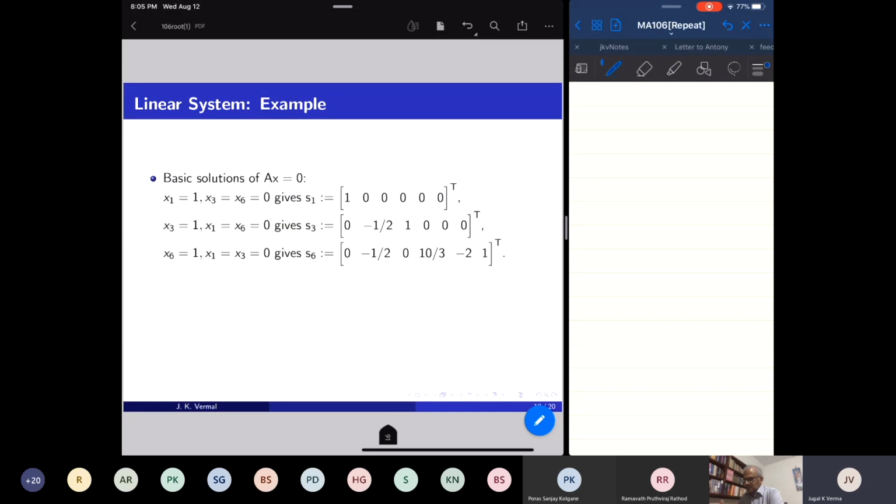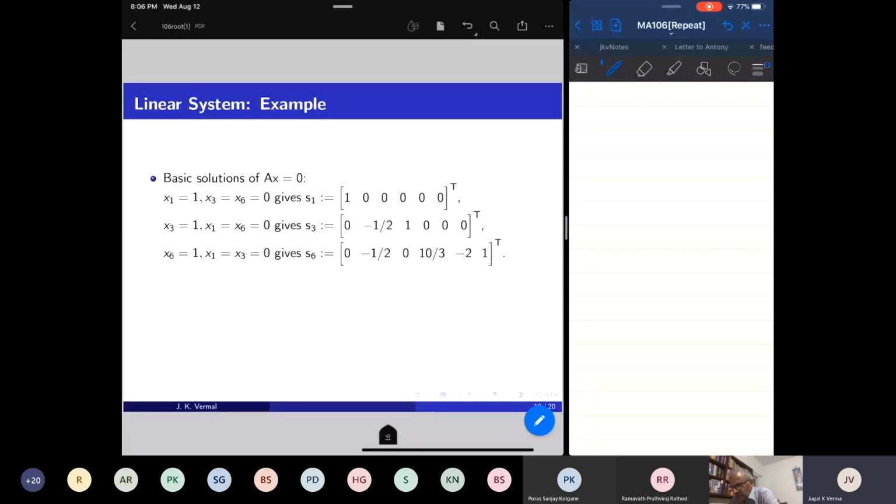So I described an algorithm to find SL1, SL2, SL3, etc. But L1, L2, L3 here are 1, 3, and 6. So S1, S3, S6, these are the basic solutions. To find S1, we give value 1 to x1, and other non-pivotal variables can be set to 0. Non-pivotal variables can be given any values. But to find the basic solutions, I have to set one non-pivotal variable equal to 1 and the other non-pivotal variables to 0. And this choice leads to a solution because the pivotal variables will be anyway determined by these values.